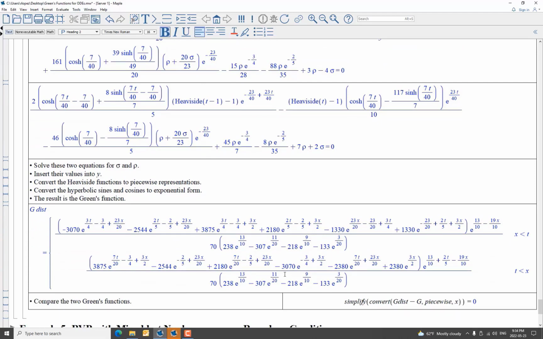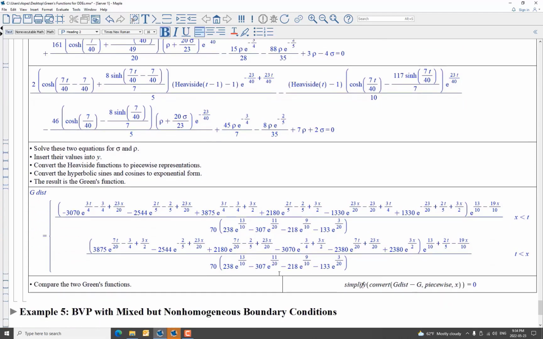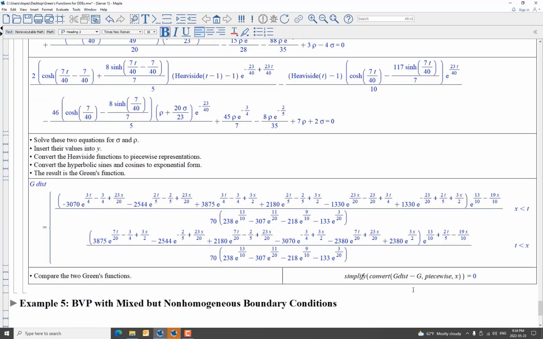This chunk, this chunk. Compare this distributional version with the G that we got earlier. Make the conversion to piecewise, simplify. They are the same. So you have a variety of techniques at your disposal to investigate these Green's functions.